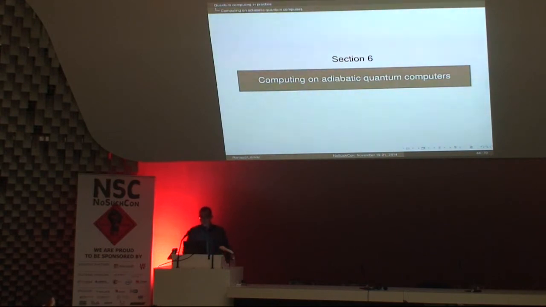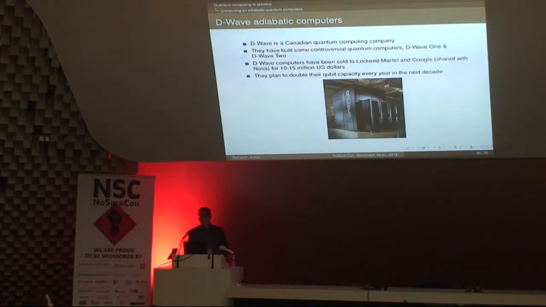So part six is adiabatic quantum computers. Adiabatic quantum computers are the first kind of computer you can find. And this was one of the very first, actually, made by D-Wave, a Canadian quantum computing company. They have built some controversial quantum computers, D-Wave 1 and D-Wave 2, and they have sold them, two of them, to Google and Lockheed Martin. And they plan to double their qubit capacity every year.